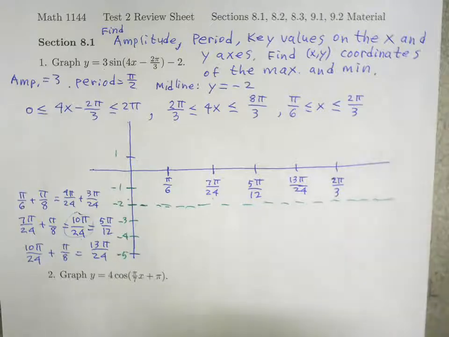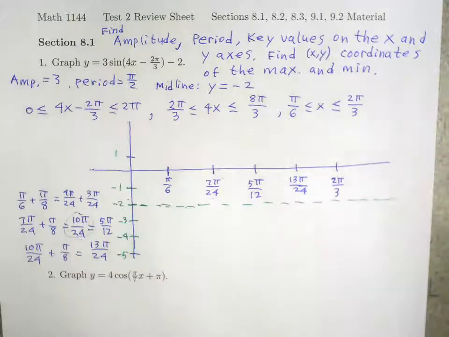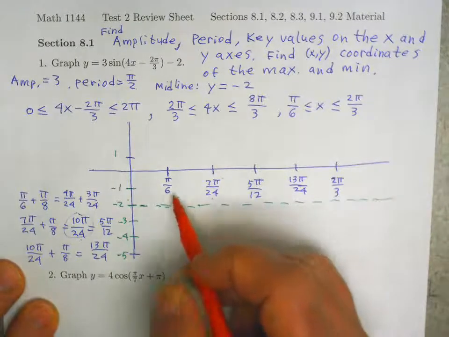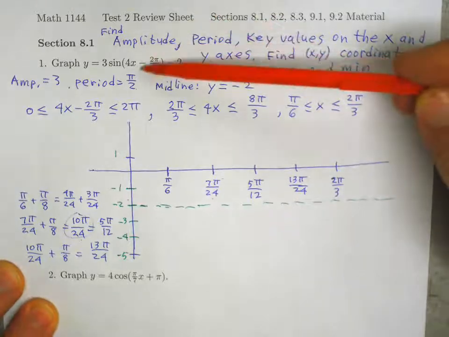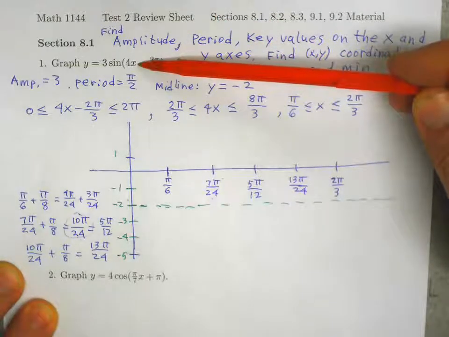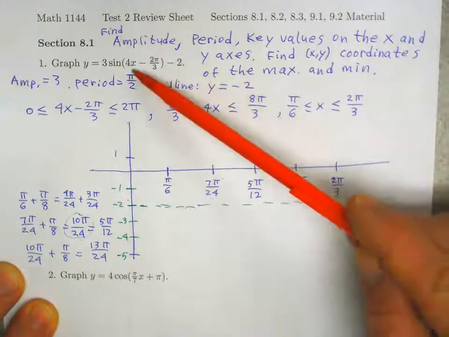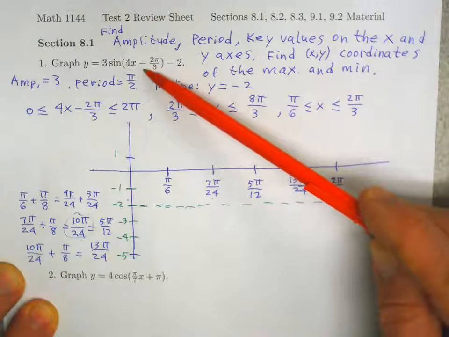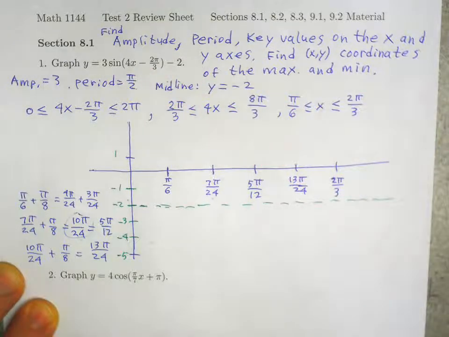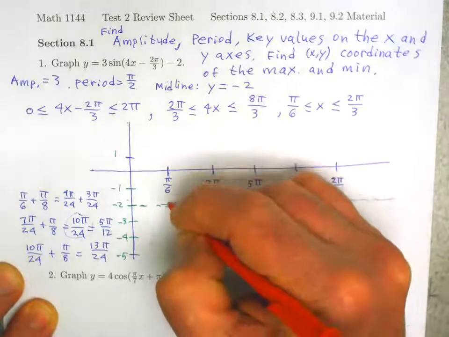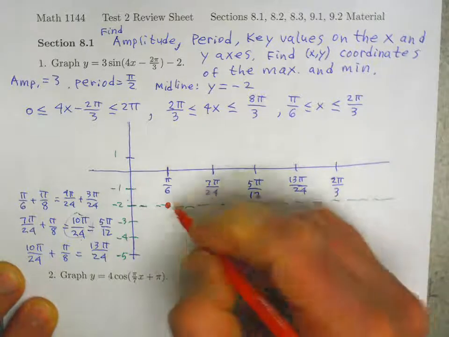Okay, so the amplitude is, well, the leading coefficient is 3. So we can check when x is pi over 6. Multiply 4 times pi over 6. That's 4 pi over 6, which is 2 pi over 3. 2 pi over 3 minus 2 pi over 3 is 0. Sine of 0 is 0, and 3 times 0 minus 2 is negative 2. So when x is pi over 6, the output value is negative 2. So this is a point on the graph.